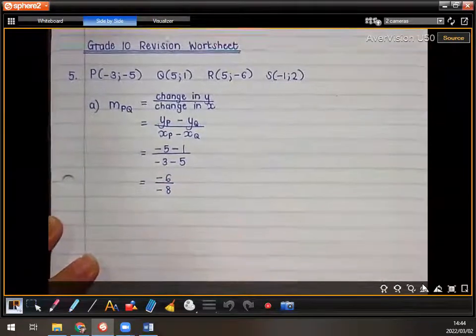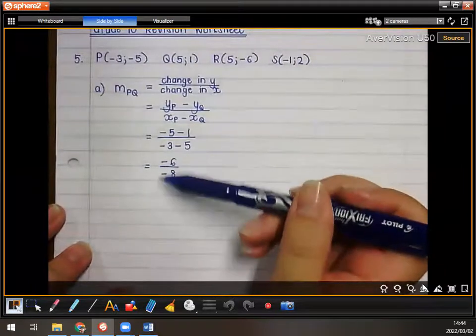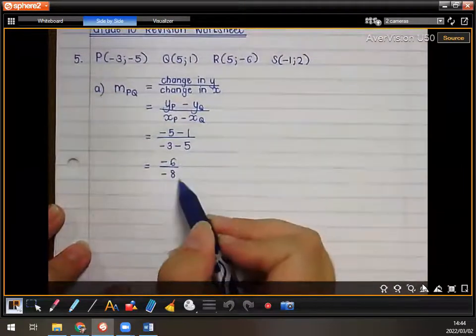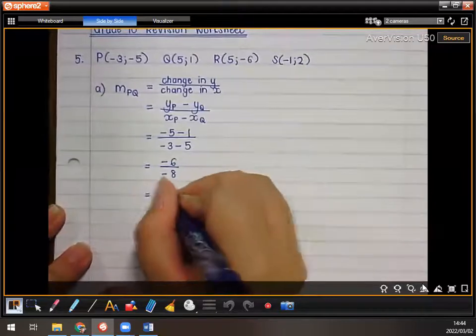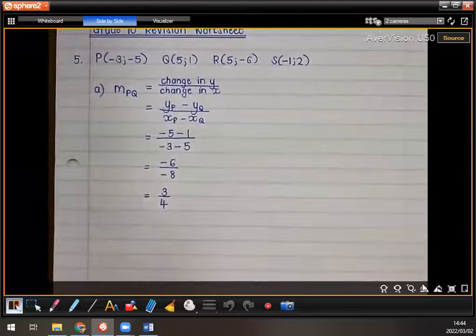Can I leave it like that? Firstly, a negative divided by negative is a positive, right? And 6 over 8, what's that? 3 over 4. Okay, so that is the final answer.